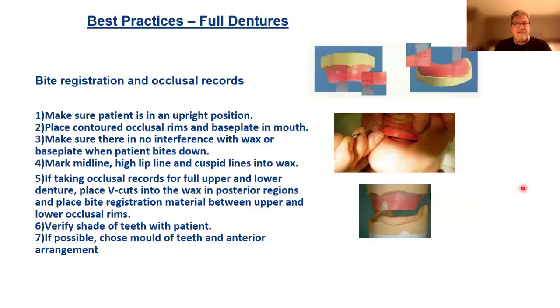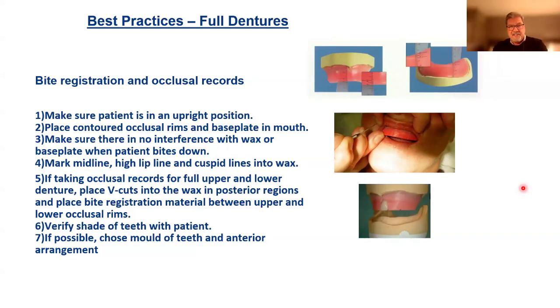So how about the bite registration now? Let's talk about occlusal registration and occlusal records here. So, like I mentioned earlier, you want to make sure that patient is in an upright position. Place that contoured occlusal rim and base plate in the mouth. Make sure there's no interference with the wax. You mark that midline, the high lip line, and cuspid lines into the wax. We need that at the laboratory level to really set up teeth successfully. Even with digital dentures, we need that information also.